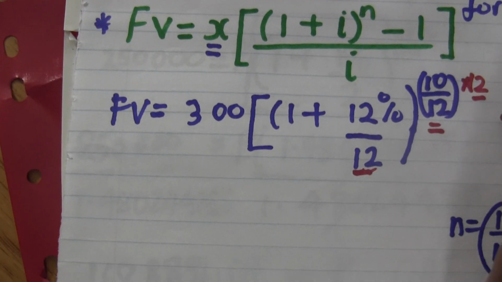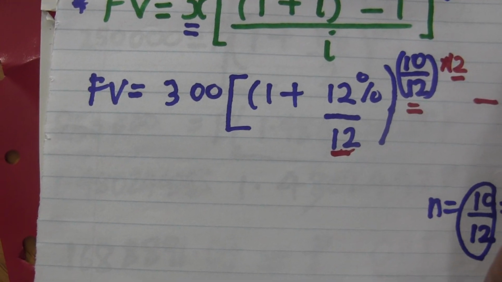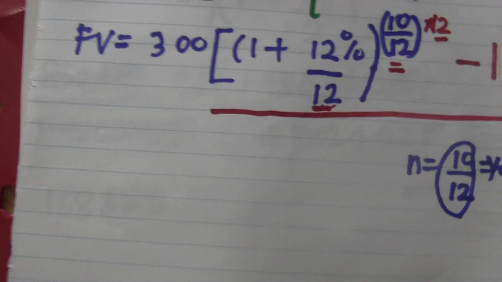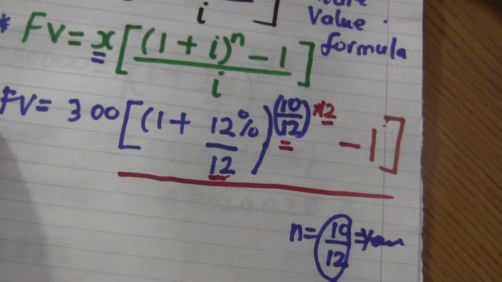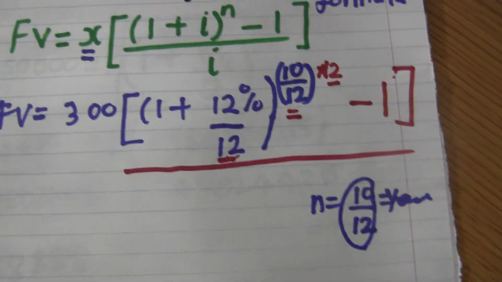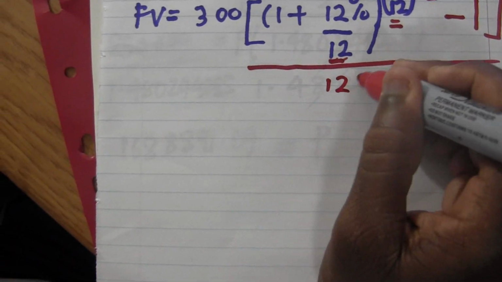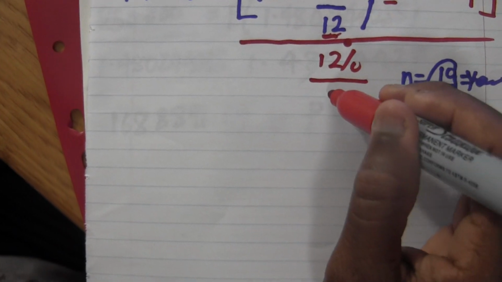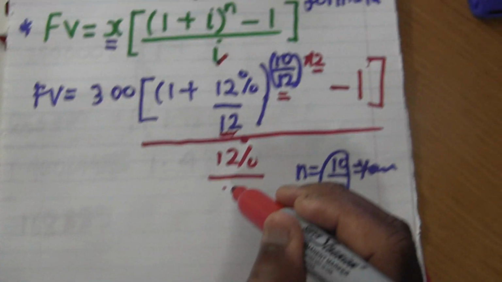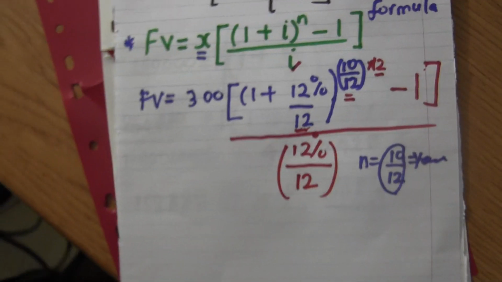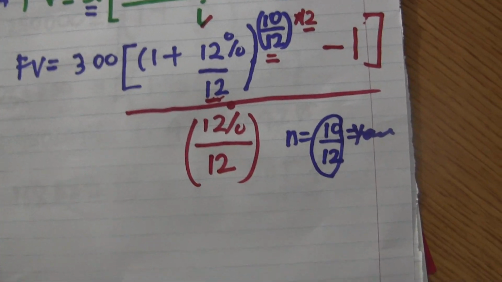And then after that, all this stuff, you must minus 1. That's minus 1, and then divide by the interest rate. But what is the interest rate? Our interest rate is 12%, because this is a 12% interest rate. And then what happened? It was compounded monthly. So whatever the interest rate is, you must divide by how it was compounded. It was compounded monthly, so divide by 12.